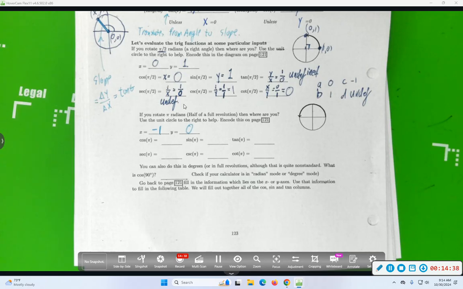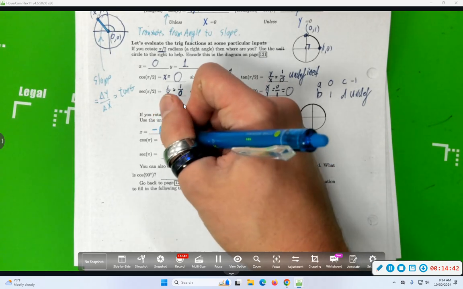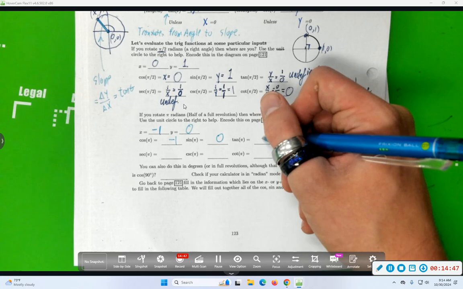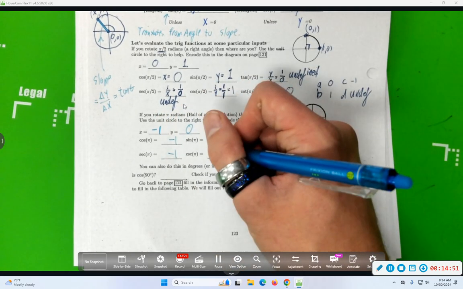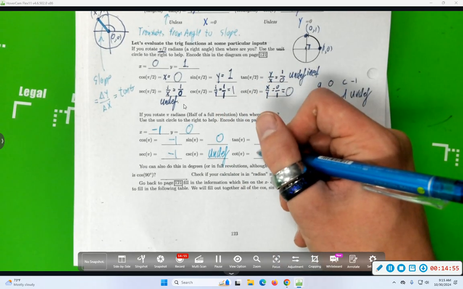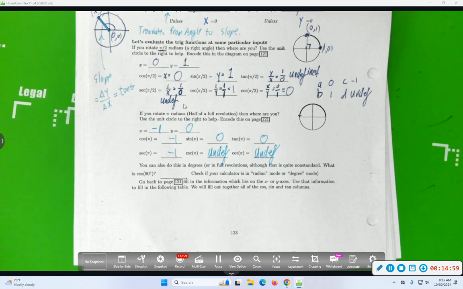Let's do them. Cosine is, sine, tangent, secant, cosecant, cotangent. Oh, nice. Anyone want any of those discussed?